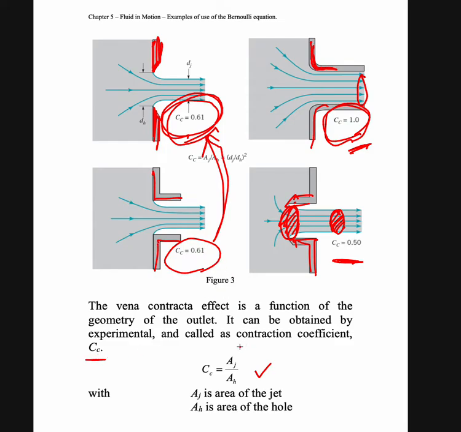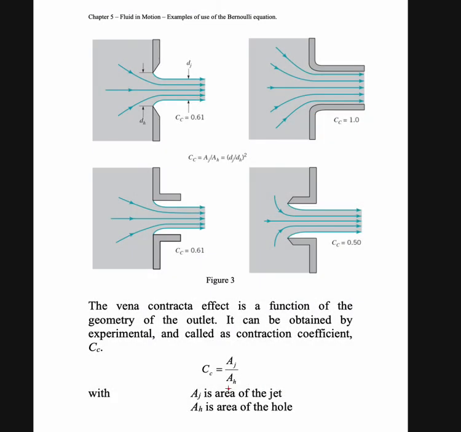If you calculate the CC here, please make sure that the maximum value for CC must be 1. It is because if the water jet cross-sectional area is 100% the same as the hole, your contraction coefficient here will equal 1. Later on we will see an example of the calculation using the CC here.